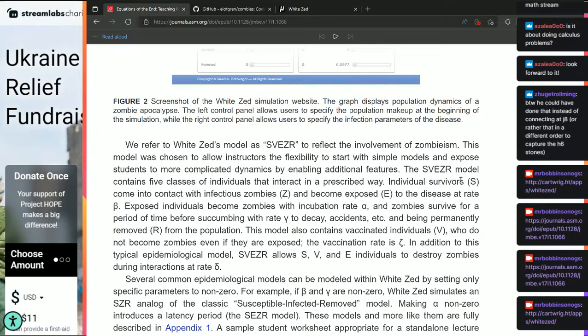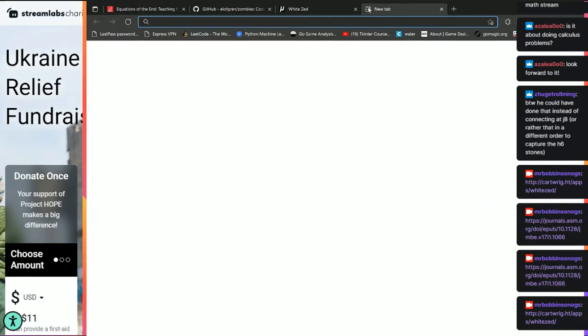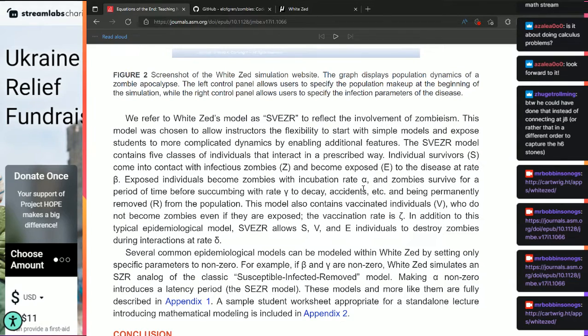Individual survivors, S, come into contact with infected zombies, Z, and become exposed, E, to the disease at a rate of beta. Exposed individuals become zombies with an incubation rate of alpha, and zombies survive for a period of time before succumbing with a rate gamma. It's gamma. The decay, accidents, etc., being permanently removed from the population. This model also contains vaccinated individuals who do not become zombies even if they are exposed. The vaccination rate is zeta.